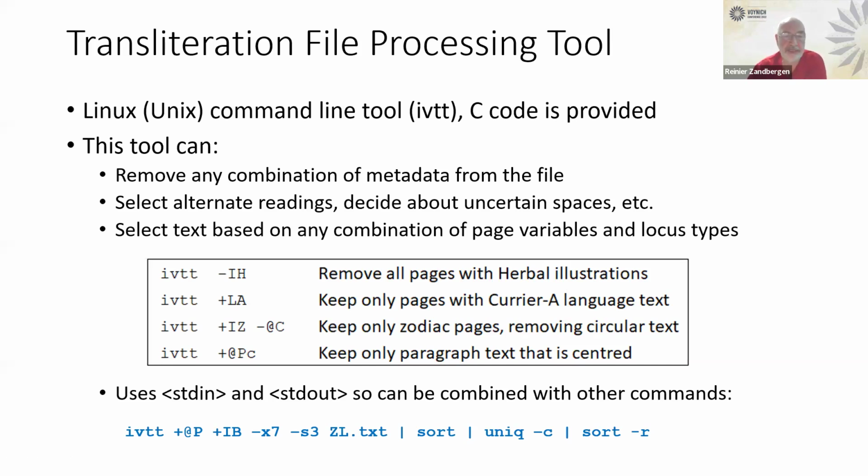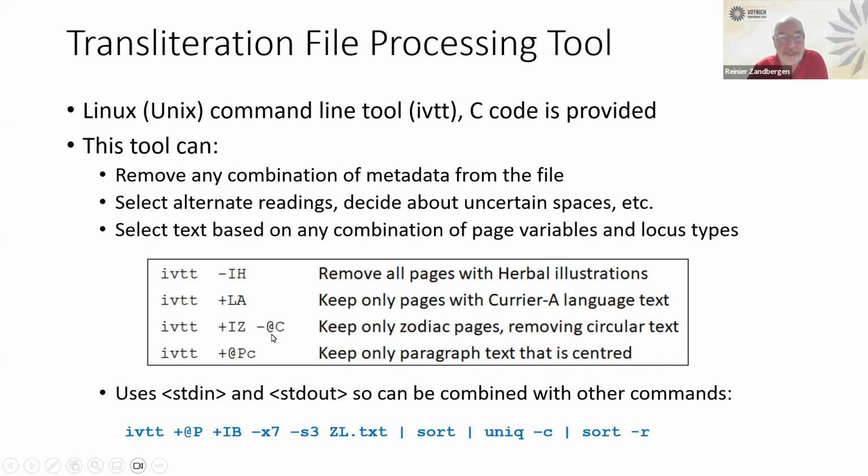So when there's an uncertain reading, as indicated before, it can decide to take just the first one. It can also select text based on any combination of page variables and locus types. So there are some examples shown here. If we invoke this tool, IVTT, we can add options. So for example, the first case shown here is that if we use the option -IH, it means we want to remove all pages that have herbal illustrations. Or if we use +LA, we want to keep only pages with Currier A language text. So the first character is the page variable, and the second character is the value of this page variable.